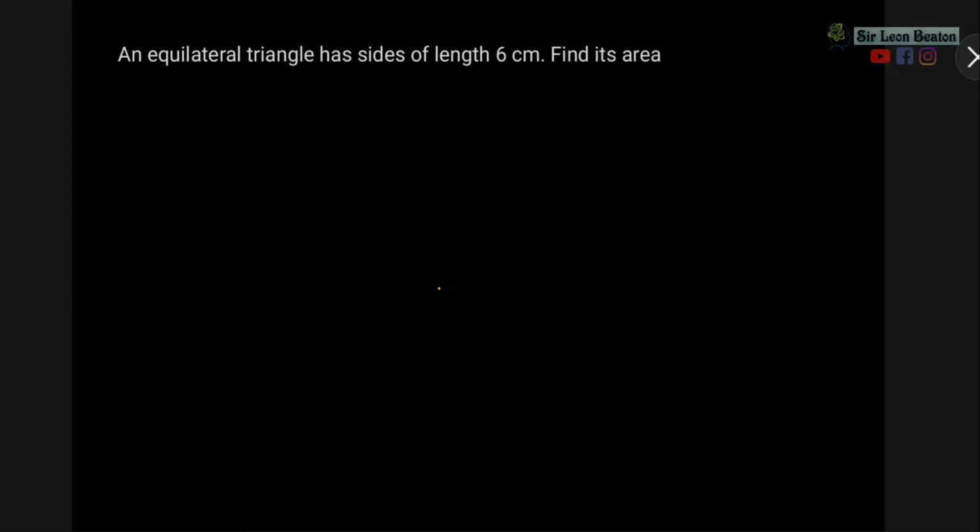It says, an equilateral triangle has sides of length 6 cm. Find its area. Now, there are two things that should immediately jump out to you in this very short question. The first one, we are finding area, and the next one, we are dealing with an equilateral triangle.